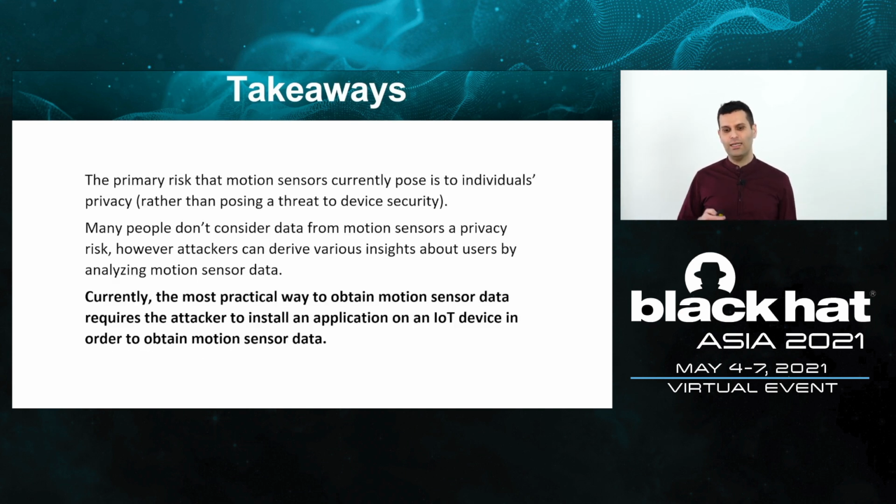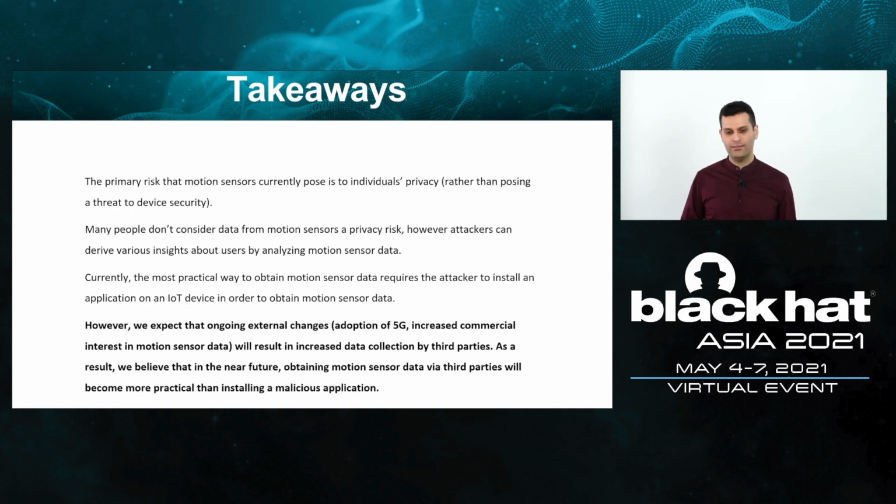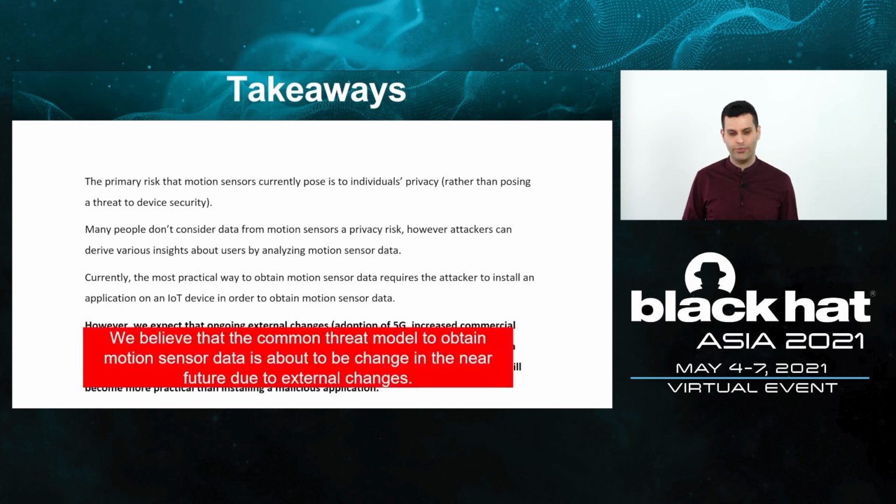Now, currently, the most practical way to obtain motion sensor data requires the attacker to install an application on an IoT device in order to obtain motion sensor data. However, we expect that ongoing external changes like the adoption of 5G and increased commercial interest in motion sensor data will result in increased data collection by third parties. As a result, we believe that in the near future, obtaining motion sensor data via third parties will become more practical than installing a malicious application. So we believe that the common threat model to obtain motion sensor data is about to change in the near future due to external changes.